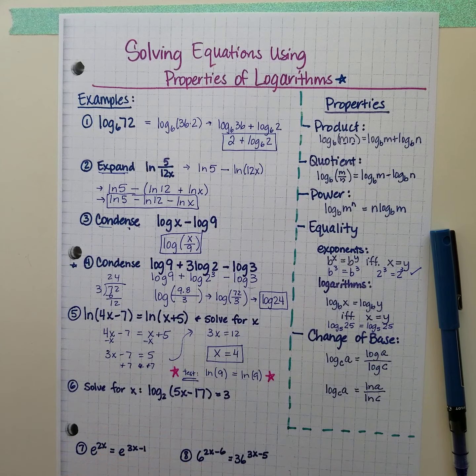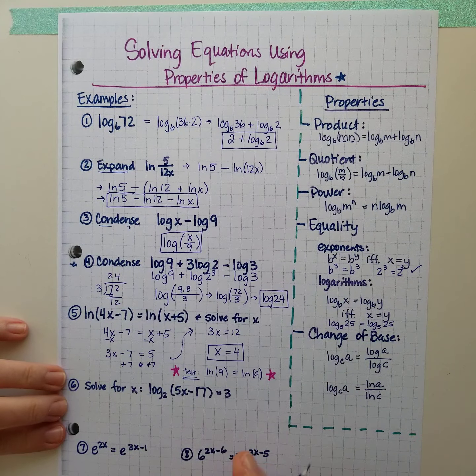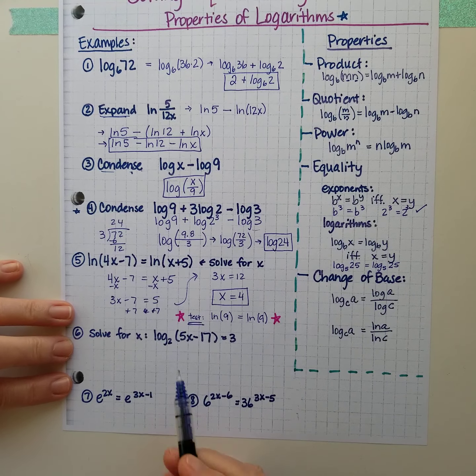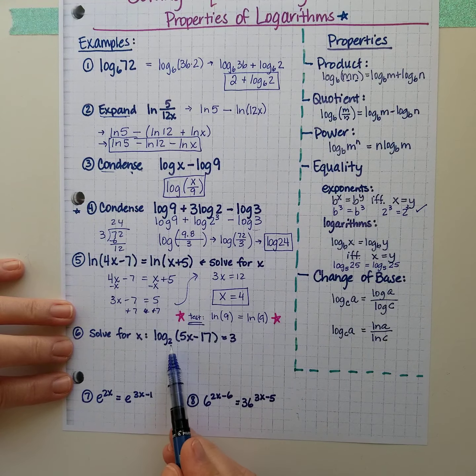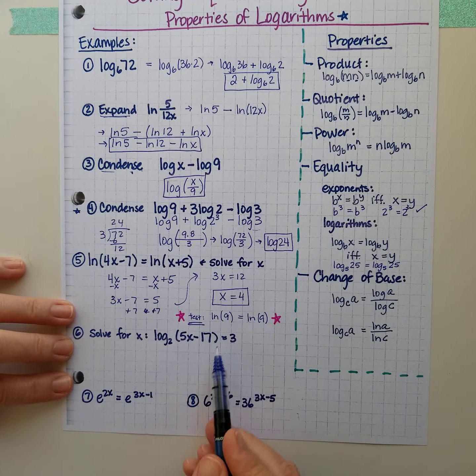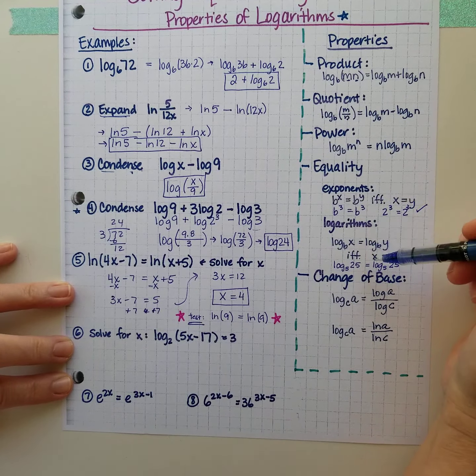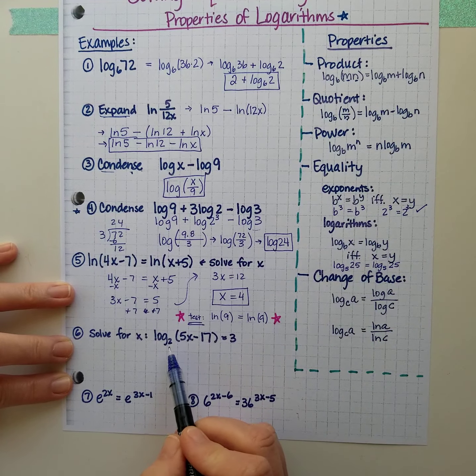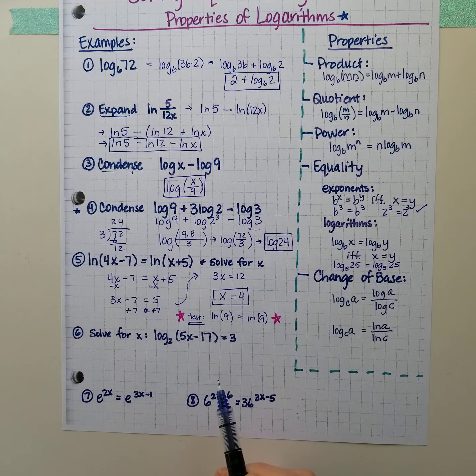Important, okay? We only want positive values. Now I'm going to move this up a little bit here for us. So solve for x: log base 2 of 5x minus 17 equals 3. Well, this is interesting. We're not going to use any of these special properties, really. This doesn't fit any of these. All we're really going to do is say, well, gosh, what do we do now?